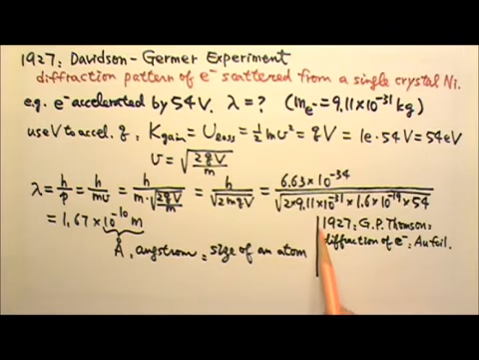That same year, 1927, G.P. Thomson, son of J.J. Thomson, carried out a similar experiment on the diffraction of electrons. Thomson used a higher energy, a few keV electrons, and gold foil instead of a single crystal. He observed a very similar diffraction pattern as that produced by X-rays, and this is an electron diffraction pattern of gold.